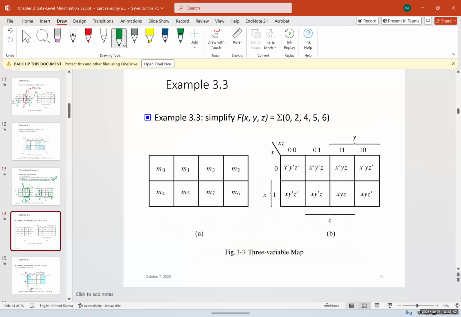Now let's solve one, simplify one for sigma of 0, 2, 4, 5, 6. And again, I'll give you a few minutes to think on it.